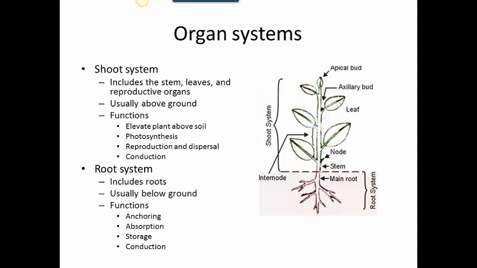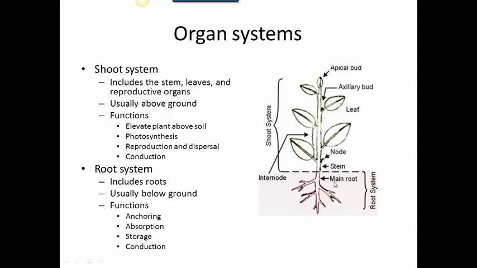Organ systems are groups of organs working together. For example, I said that your stomach is an example of an organ in your body. The organ system that it's a part of is the digestive system. Plants have just two organ systems. They have what's called a shoot system, and then they have a root system.